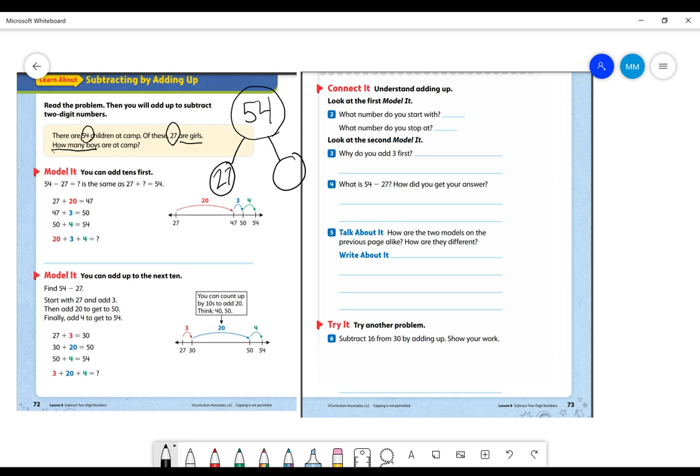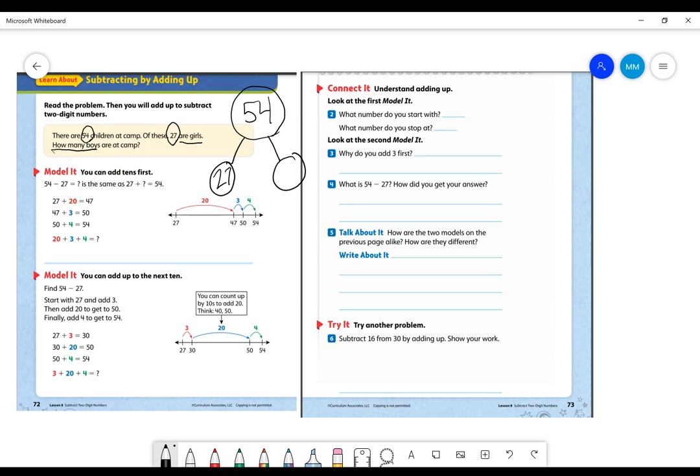How many are boys? So kids aren't disappearing, kids aren't swimming away, kids aren't going home. We are comparing. We're comparing how many boys and how many girls are at camp. So we have 54 kids all together. 27 of them are girls. So we can take away the part that we know from 54 to find how many boys we have.